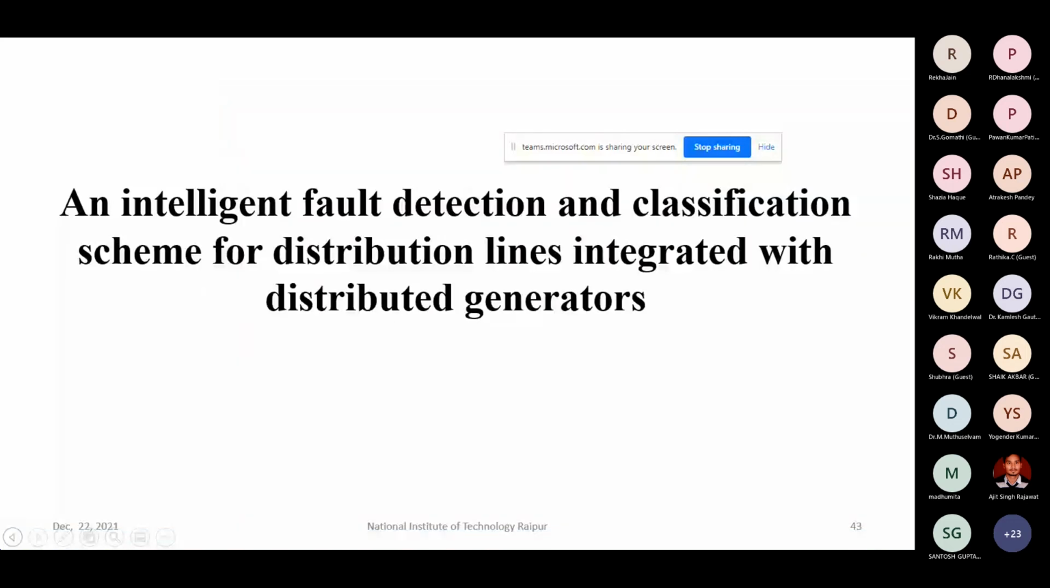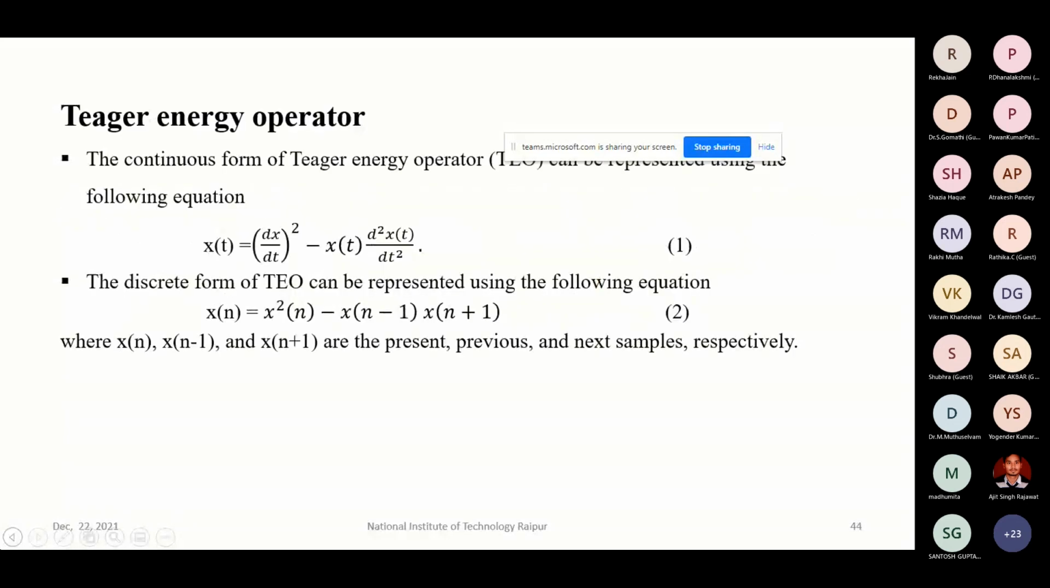Now moving on to the second type of signal processing scheme along with DGs. Here we have designed an intelligent fault detection and classification scheme for distribution lines integrated with DGs using the Teager energy operator. What is the Teager energy operator?